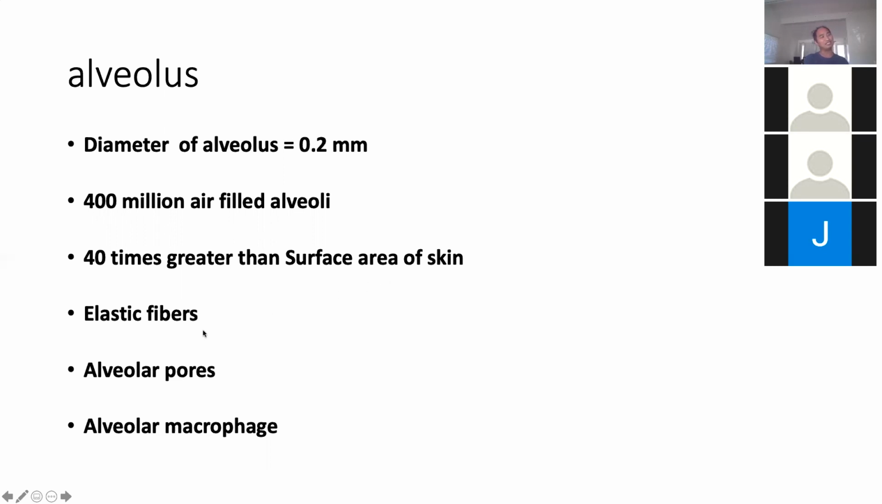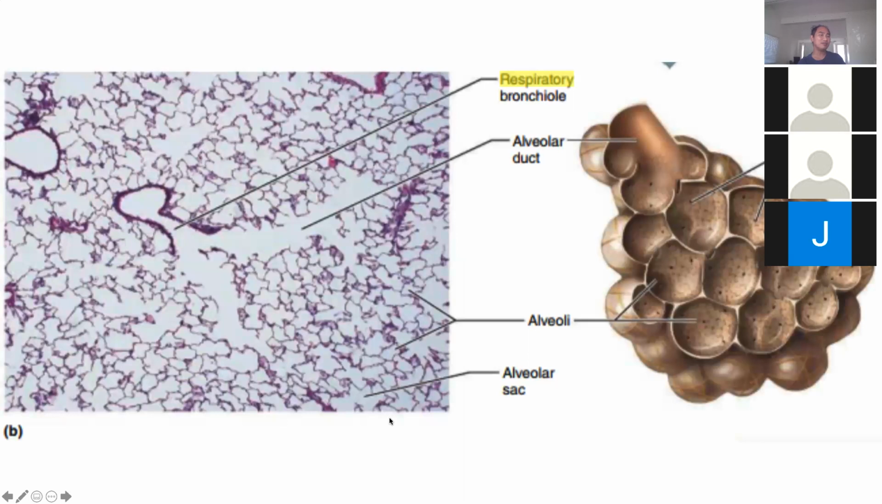It has elastic fiber, alveolar pores, and alveolar macrophages. Where are the alveolar pores? These are the little pores here on the wall of the alveoli. What does it do? The alveolar pores connect one alveolus to another through small pores, so that they can adjust the air pressure among each other. They perforate through the alveolar wall and connect to the other alveoli.